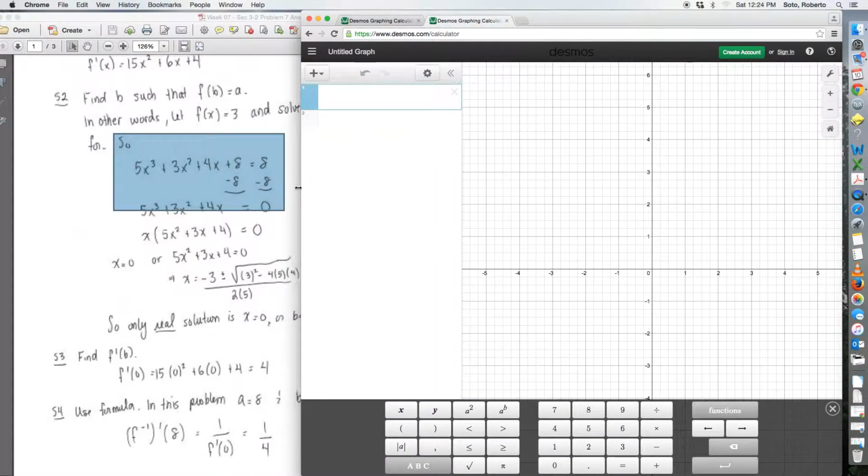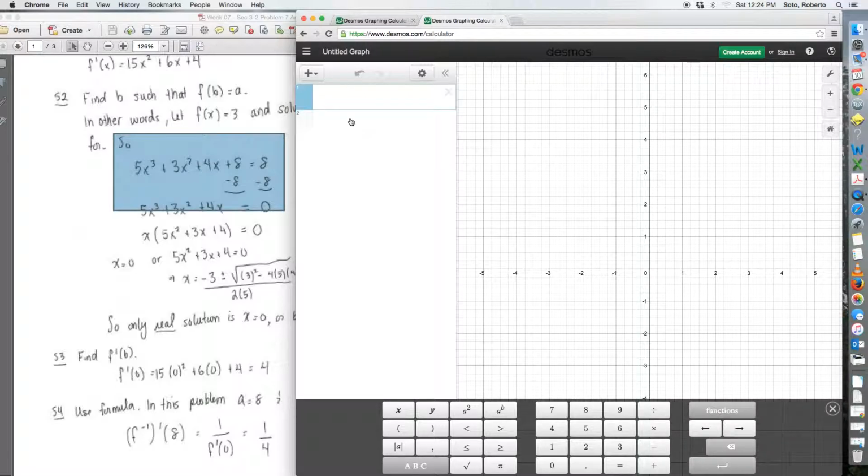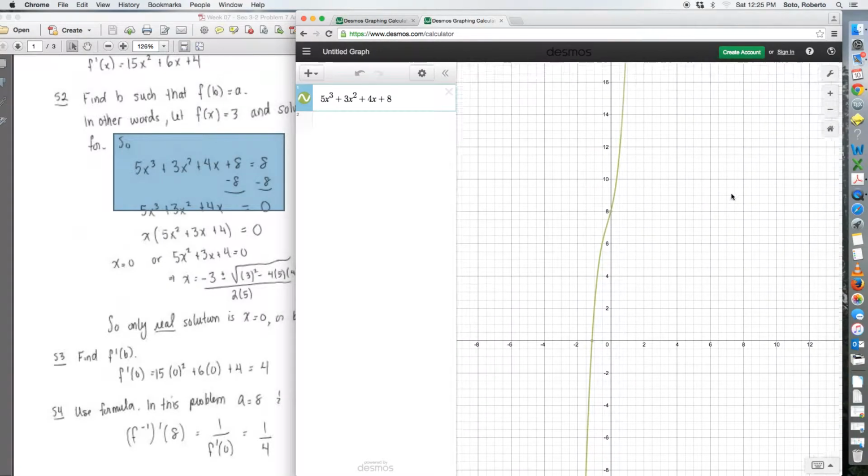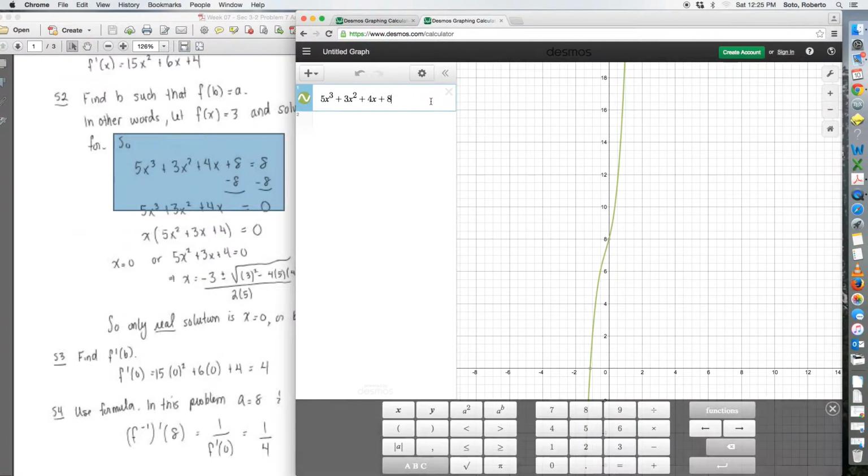So this is desmos.com, and I type in the first function, so 5x cubed plus 3x squared plus 4x plus 8. And so it looks sort of like this. Let me zoom out a little bit. It looks like a cubic function, like any cubic function. And the second part is I want it to equal 8.